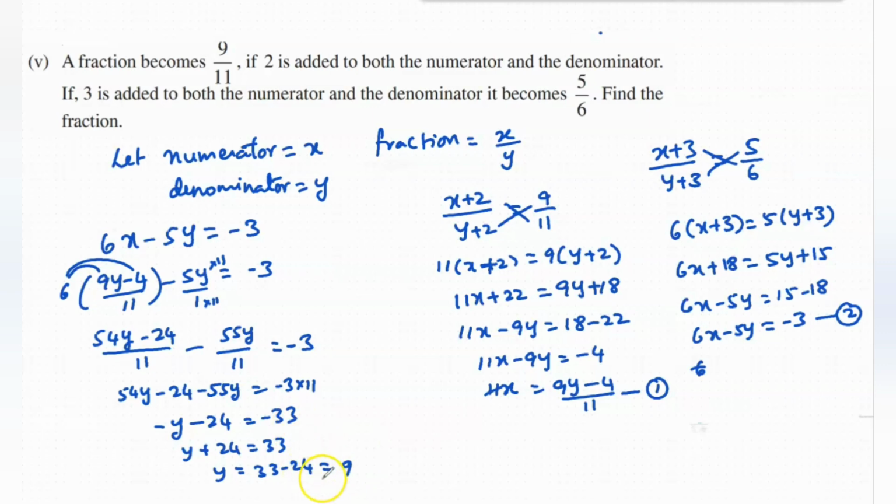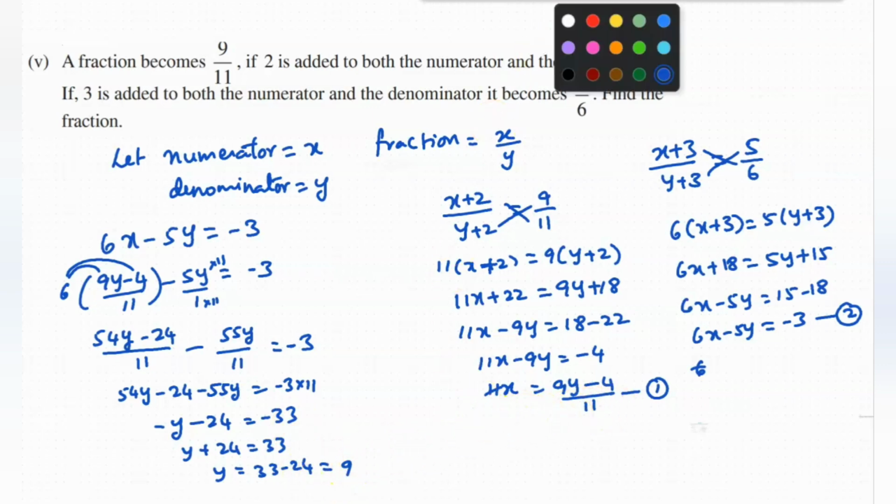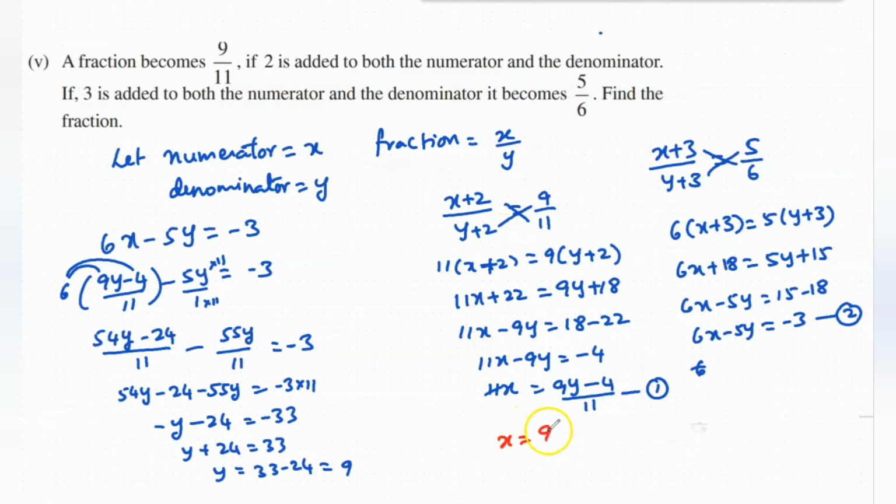Next, taking this y is equal to 9, putting it in the place of x now. I'll take the x value now. Here x is equal to 9 into y plus 4 by 11, with y as 9. So 9 into 9 minus 4 by 11, which is equal to 81 minus 4 by 11. 81 minus 4 is 77. 77 by 11 is 7. So we got x is equal to 7 and y is equal to 9.